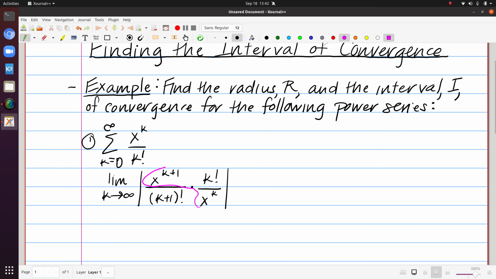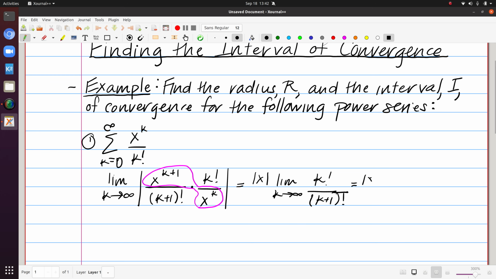Note that as we saw in our general look at the radius of convergence, I have an extra factor of x minus 0 in absolute value here. So I factor out the x with the absolute value. And that leaves me with the limit of k factorial over k plus 1 factorial. I don't need the absolute value here because I know that my k values are positive.